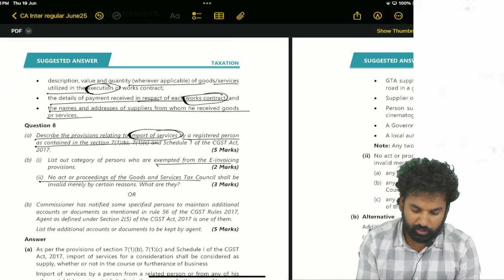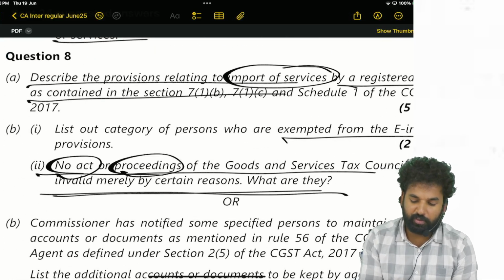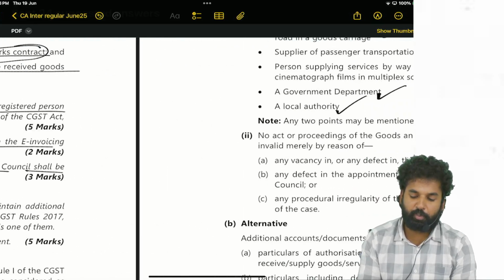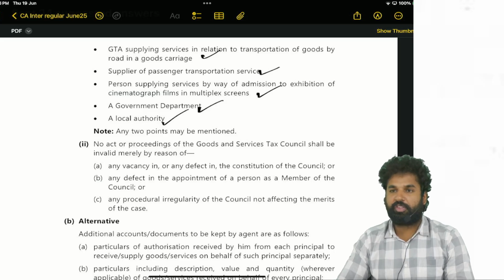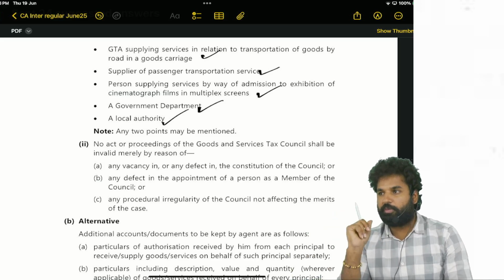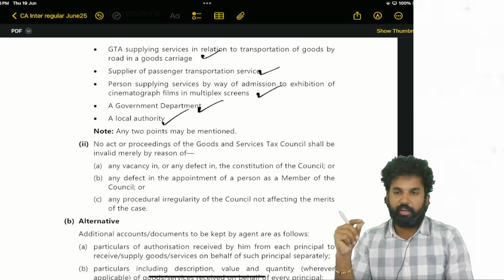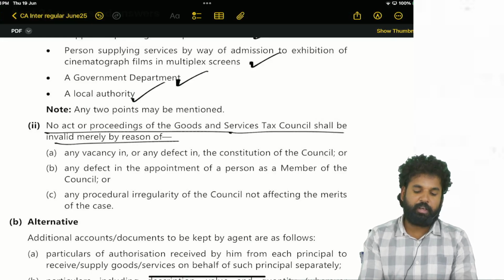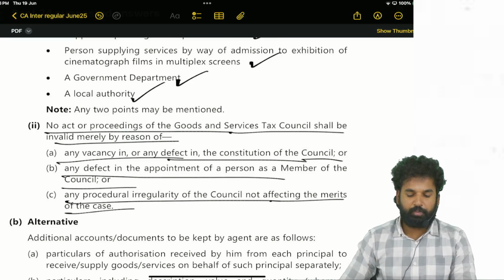No act or proceedings of GST Council shall be invalid merely by certain reasons. What are the reasons? Whenever there is an invalid appointment or any vacancy, but still the meeting has happened and some decisions have been made, those decisions cannot be said to be invalid because there is a vacancy or a defect in appointment. So no act or proceedings of GST Council shall be invalid merely by reason of any vacancy, defect in the constitution of the council, any defect in the appointment of a person as a member of the council, or any procedural irregularity of the council not affecting the merits of the case.